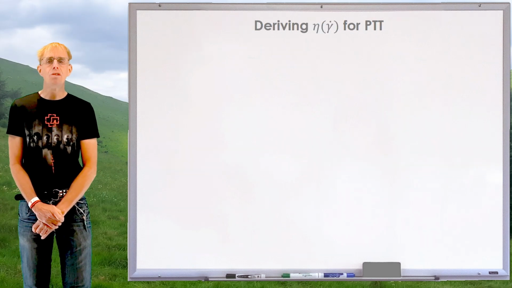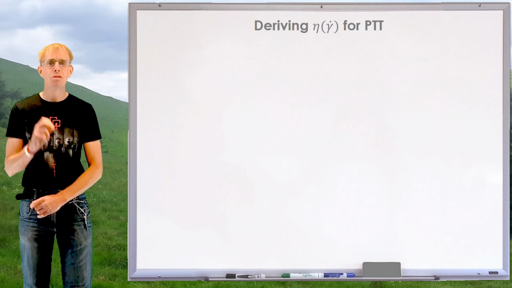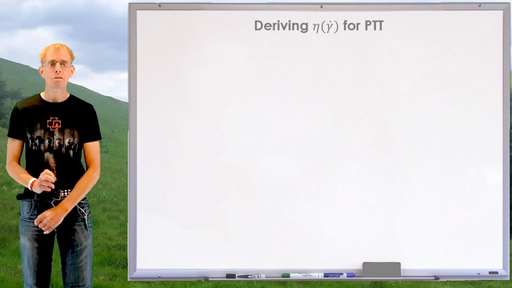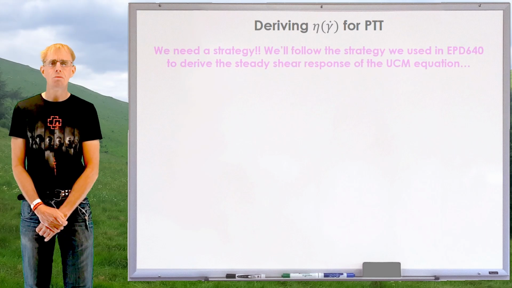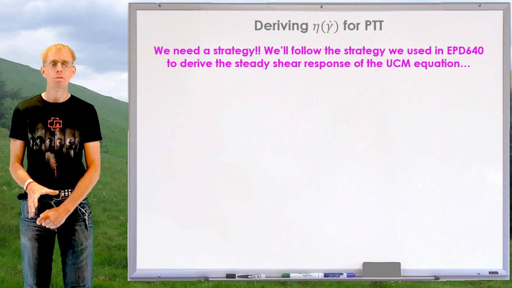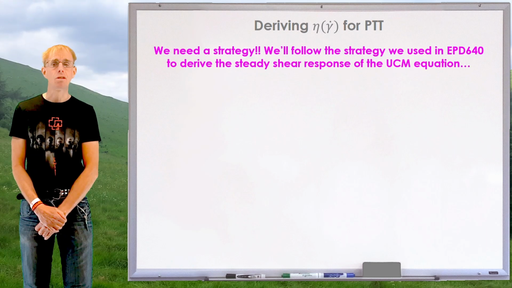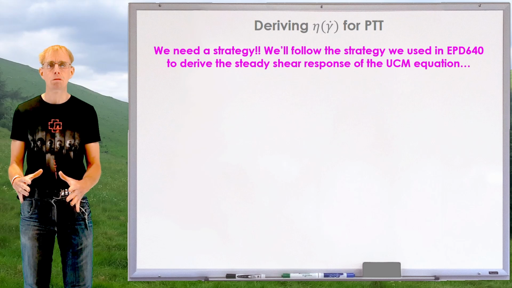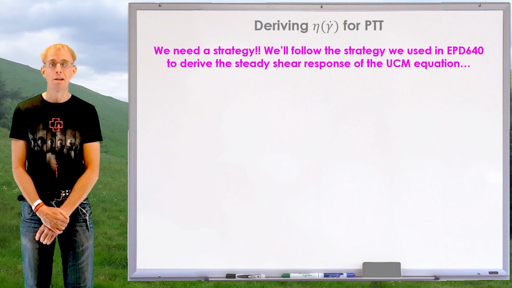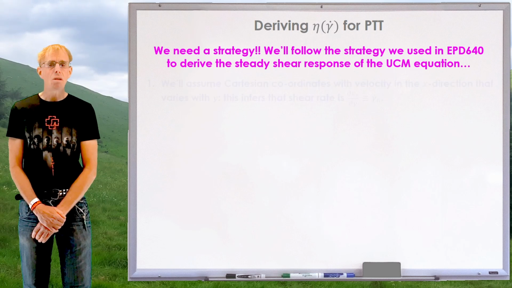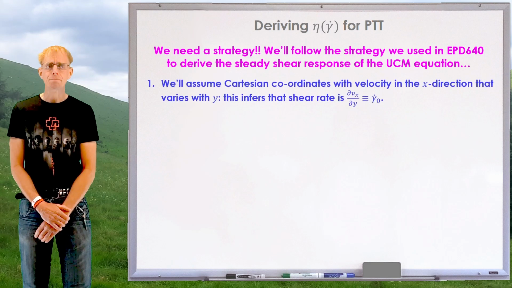So, what we're going to do is to derive the apparent viscosity as a function of shear rate for Phan-Thien Tanner. So, what we need to do is to get a bit of a workflow established. It's the same workflow that we used in EPD650 when we were looking at exactly the same problem, only with upper convected Maxwell instead. And there were effectively three steps that we took.